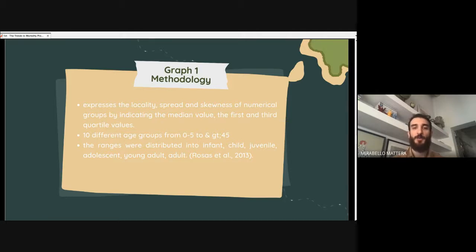And we processed the graphs with the statistical program PAST, and that expressed the first graph, the locality, the spread of the numerical groups in 10 different age groups from 0 to 5 to greater than 45 years. And these groups were distributed into the different categories that are infant, child, juvenile, adolescent, young adults, and adults. So next slide.